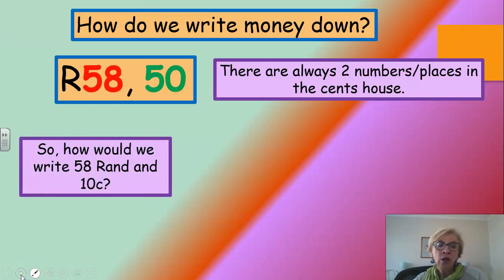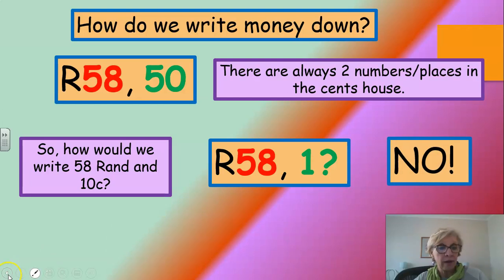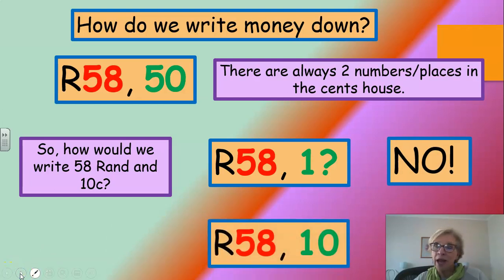Right. So, just to illustrate this concept and this rule, I'm going to ask you the question, how would we write 58 rand and 10 cents? Do you think that that is how we would write it? Remembering that you have to have two places in the cents house. So you can't ever just have one number there. So the correct way of writing 58 rand and 10 cents is not that way, but 58 rand 10 with two numbers after the comma.